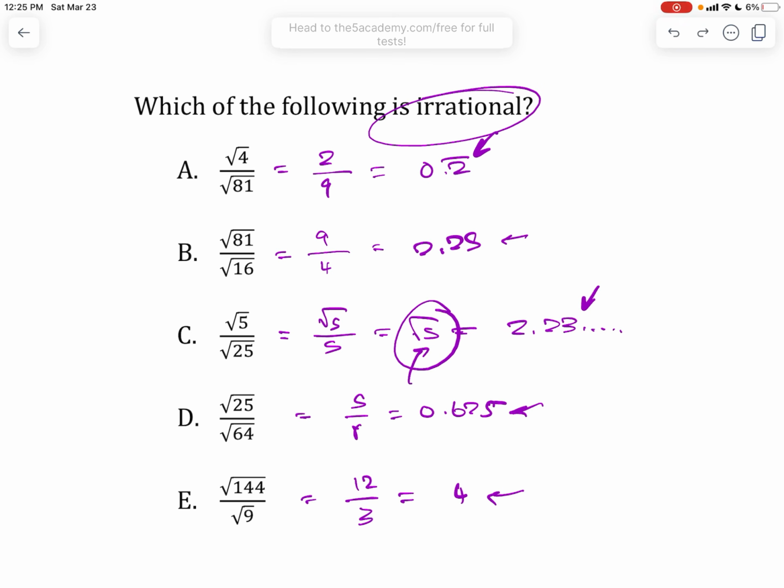But if you don't know what irrational means, or if you forget, just look for which of the answer options kind of looks the most unique. And in this case, it's C.